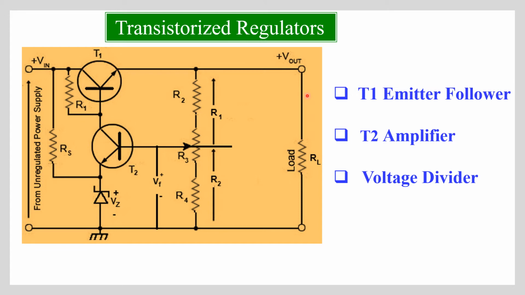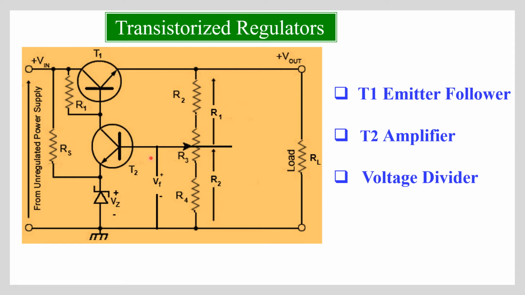The DC input voltage is obtained from the unregulated power supply consisting of rectifier and filter circuit. The Vin has a typical peak-to-peak ripple of about 10% of the DC voltage. So the output DC voltage consists of the 10% ripple. So now let us see the transistorized regulator. The transistor T1 is an emitter follower. It is also called the series pass element because all the load current passes through it.